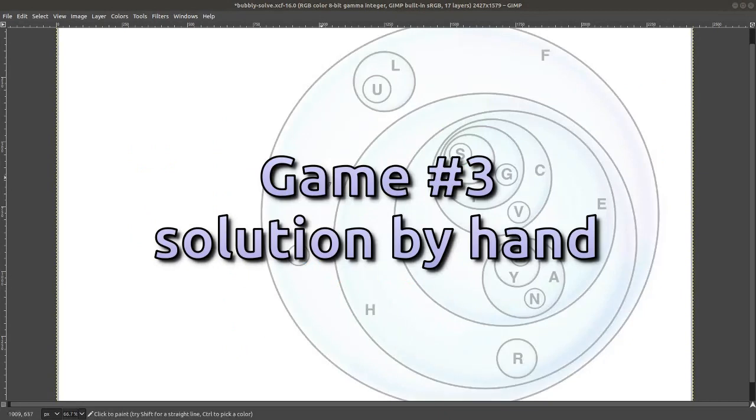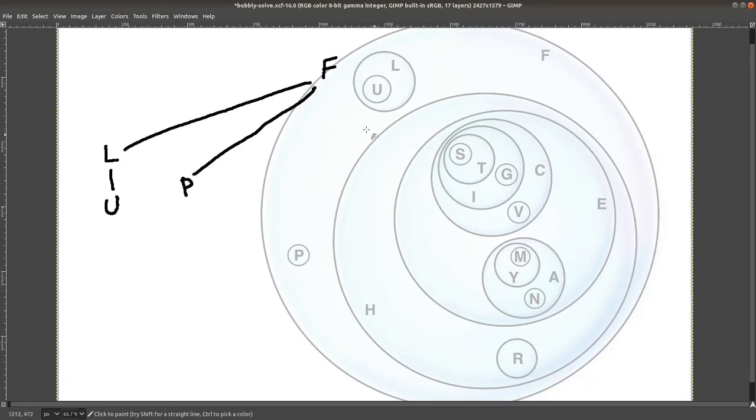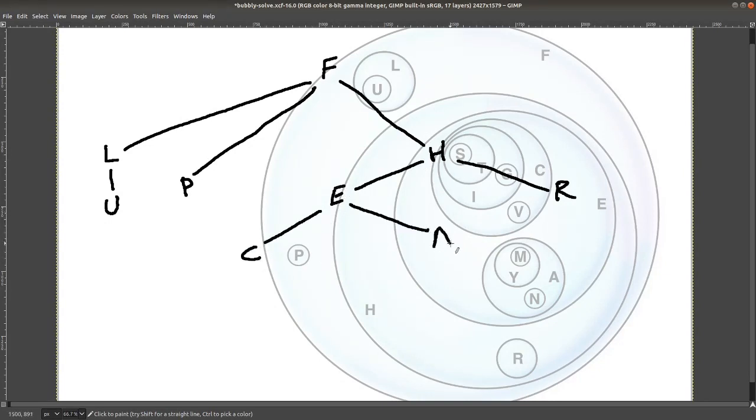Third puzzle. So I think we've got the workflow down. So let's just keep going through the steps here. We have single bubble F. It contains L, which contains U, contains P by itself, and then it contains H. So H contains R by itself, and E. E contains C and A. C contains V and I.